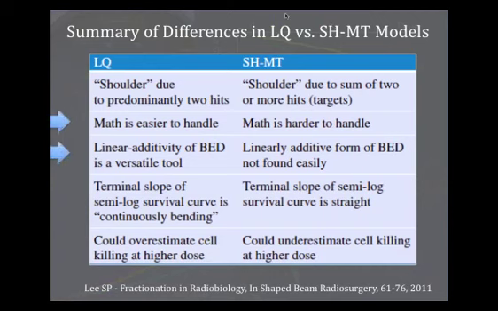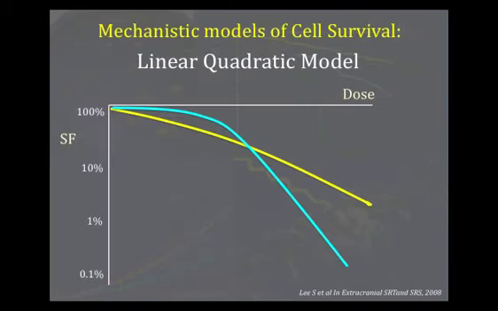So that said, these are the two differences, and the linear quadratic model became more used in clinical practice because the math is much easier to handle for radiation oncologists, and also it allows a linear additivity of the biological equivalent dose. This is very easy to understand and very important to apply in practice. And I'm going to come back to this definition in a little bit.